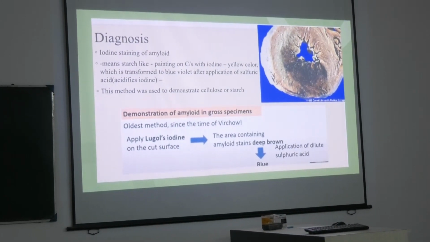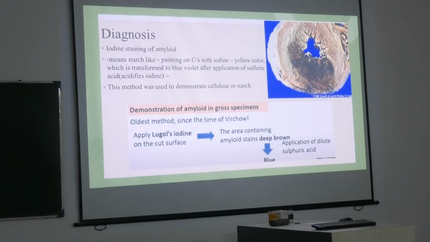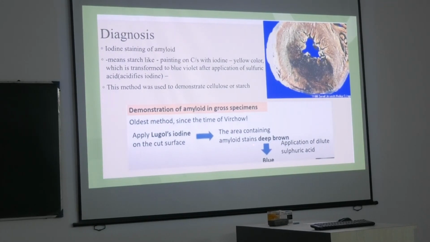এটা হার্ট, iodine staining of amyloid. Apply Lugol's iodine on cut surface, the area containing amyloid stays deep brown, ঠিক আছে? এটা this is the way to demonstrate amyloid in gross specimen. First apply Lugol's iodine, then add diluted sulfuric acid, so the blue coloration of the affected part. This test is not done nowadays.